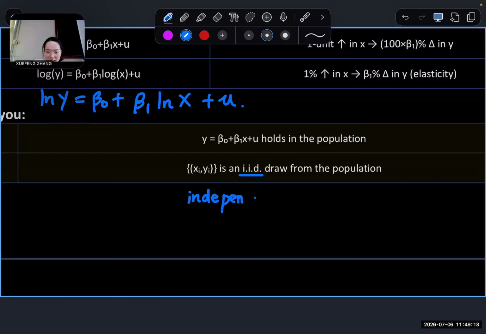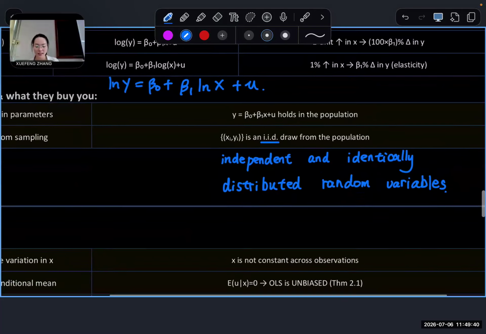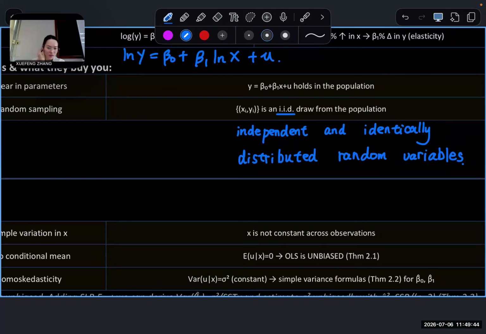They have to be independent, right? And identical, distributed random variables. IID means independent and identically distributed random variables.